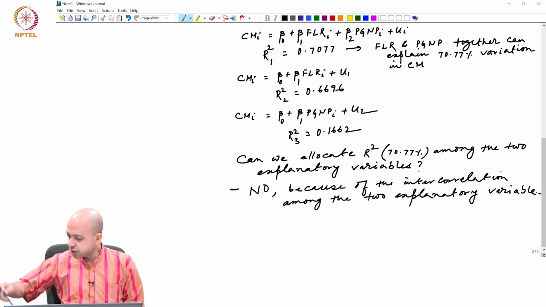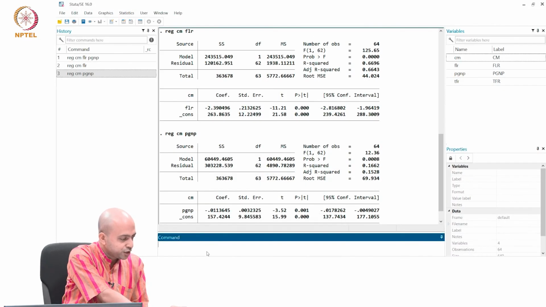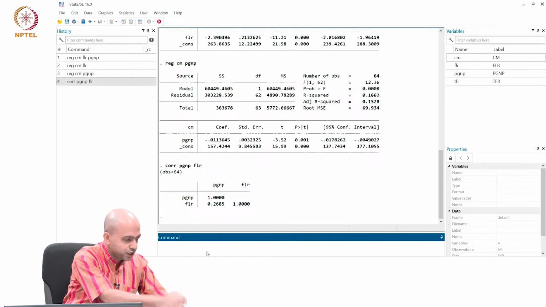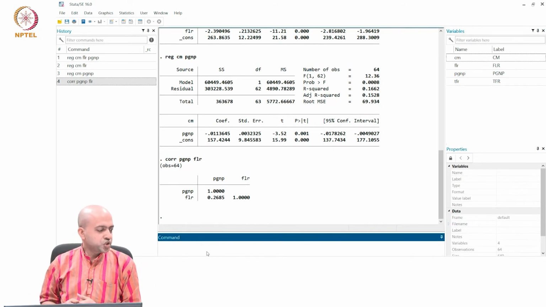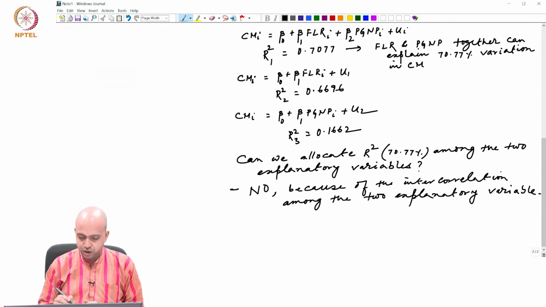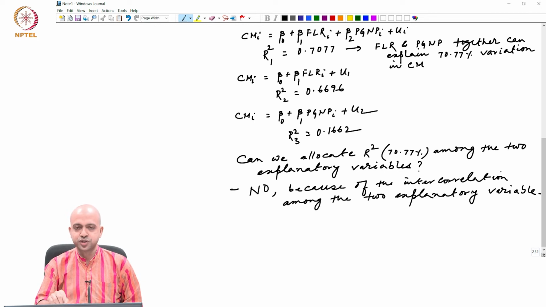If you calculate the intercorrelation among these two, you can see what is the intercorrelation between PGNP and FLR. You can easily calculate that. What is the command for that? CORR PGNP and FLR. If you give that, then you see that 26.2685 is their intercorrelation. Because of this intercorrelation, we cannot say how much percentage of this R square is due to FLR and how much percentage of this R square is due to PGNP. That is one thing we have to keep in mind.